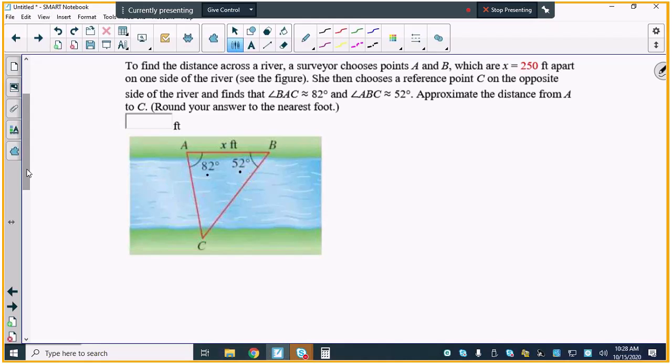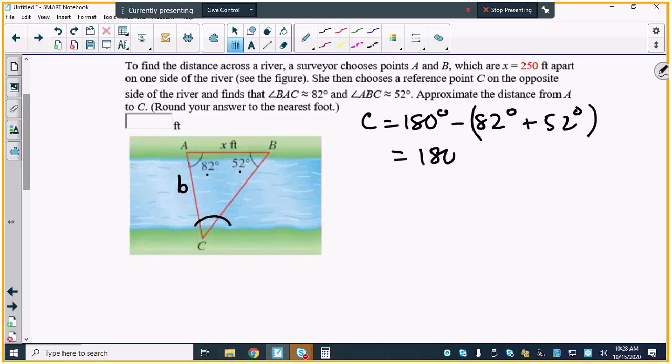So that means we're going to round to the nearest integer value. So we are going to find the side AC, and this side is opposite to the angle B, so I can call it small b. That will help us notation wise. Remember, the easiest angle to find out is this one, angle C, and that is 180 degrees minus 82 degrees plus 52 degrees. These are the known angles. So 180 degrees minus 134 degrees, which is going to be 46 degrees.